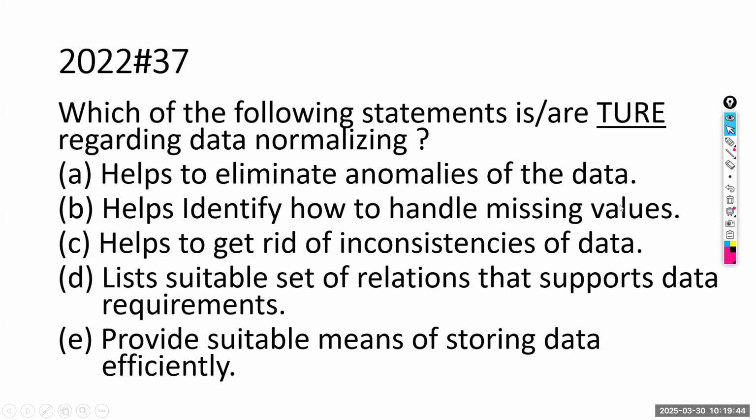Which of the following statements are true regarding data normalization? Answer 1: Helps to eliminate anomalies of the data. Remember, integrity. Anomalies means no integrity. When you do normalization, we have better integrity because the fields are in the best place. A particular field is in the very best place it should be. So therefore, I'll say yes.